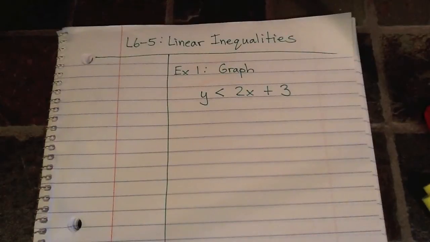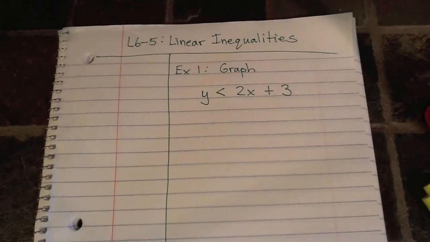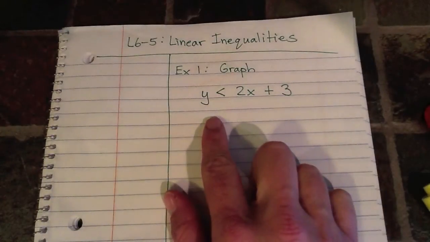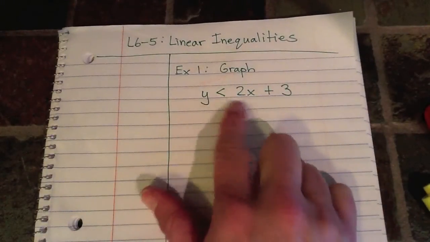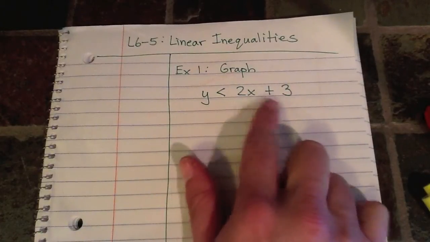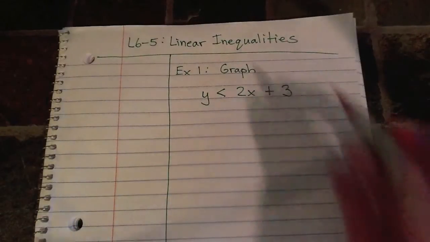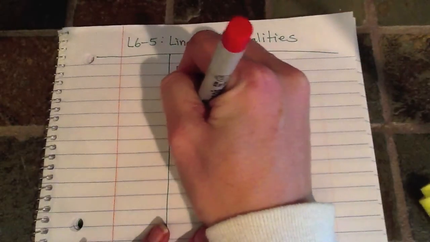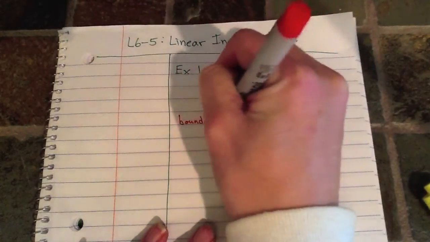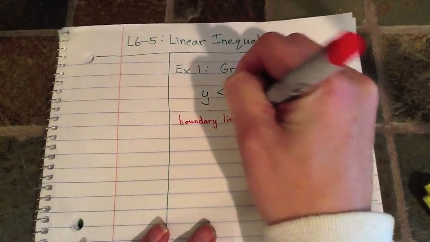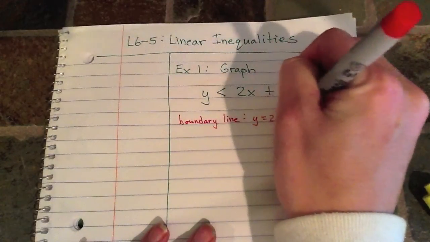If you are pretty good at graphing linear equations, you don't have much to learn when you go to graph linear inequalities. What you're going to do is graph the equation that would go with it first. It's called your boundary line. So you would look at this as y equals 2x plus 3, and that's called your boundary line. So my boundary line is y equals 2x plus 3.